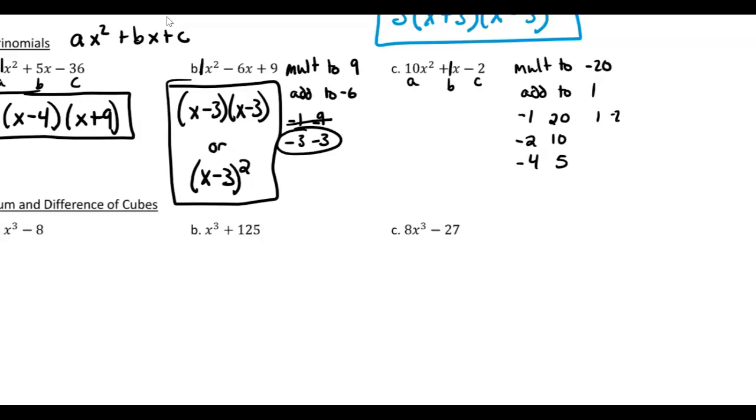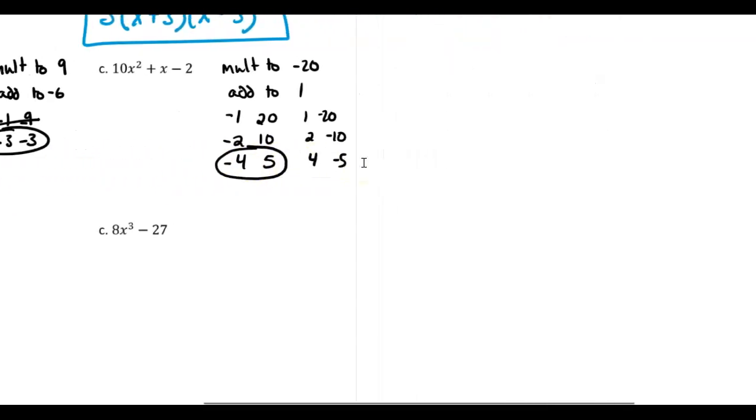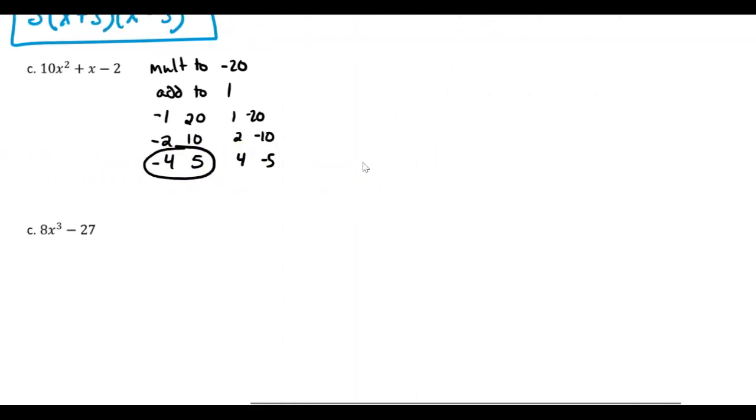And if that doesn't work, try the same pairs, just make the other number in the pair negative. So the one that does work is negative 4 and 5. It multiplies to negative 20 and it adds to 1. Now, because the a value is not just 1, it's not just 1x squared, we have to use a different method. So I'm going to stop and show you the two methods, then you can write down whichever one clicks with you. First, here's the box method, or the area method.